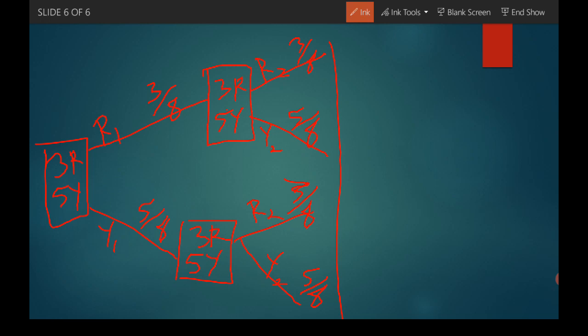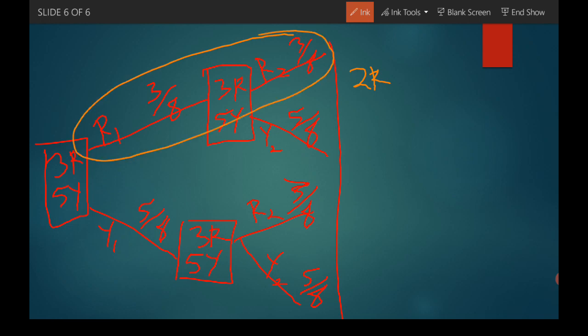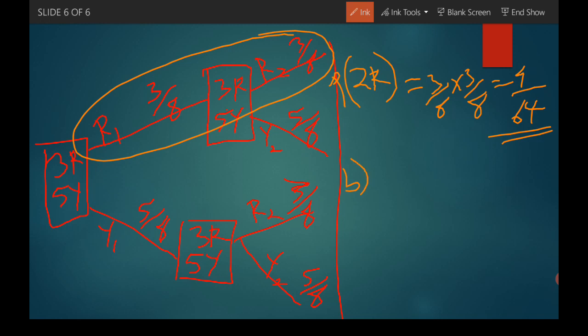Probability of picking 2 reds. Look at the path. First red, second red. It is only one time. So the probability of picking 2 red will be equal to 3 out of 8 times 3 out of 8, which gives us 9 out of 64 as our answer.